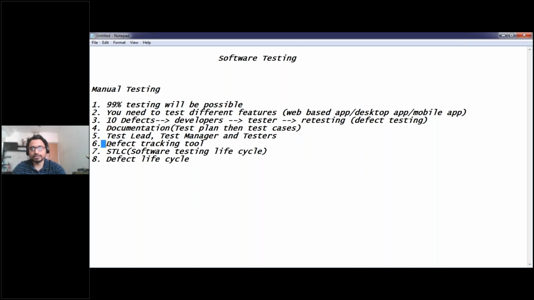Now next is the defect tracking tool. If you get, suppose, 10 defects, there should be a tool by which you can raise a defect. That tool is called a defect tracking tool. You go inside that tool, raise whatever number of defects you found, and then assign them to the developer. That tool is responsible for that.